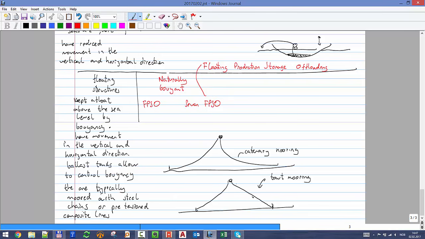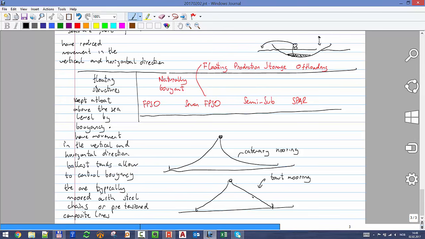Then I have a semi-sub, of which there can be many variations, and we are not going to talk about all of them. Then we have a spar. These are all the naturally buoyant ones. And let's maybe show some pictures before.